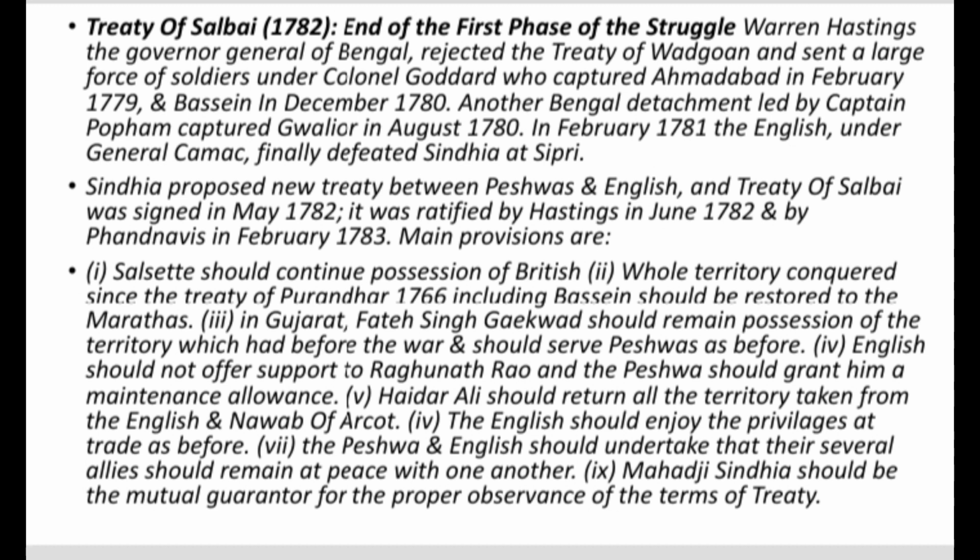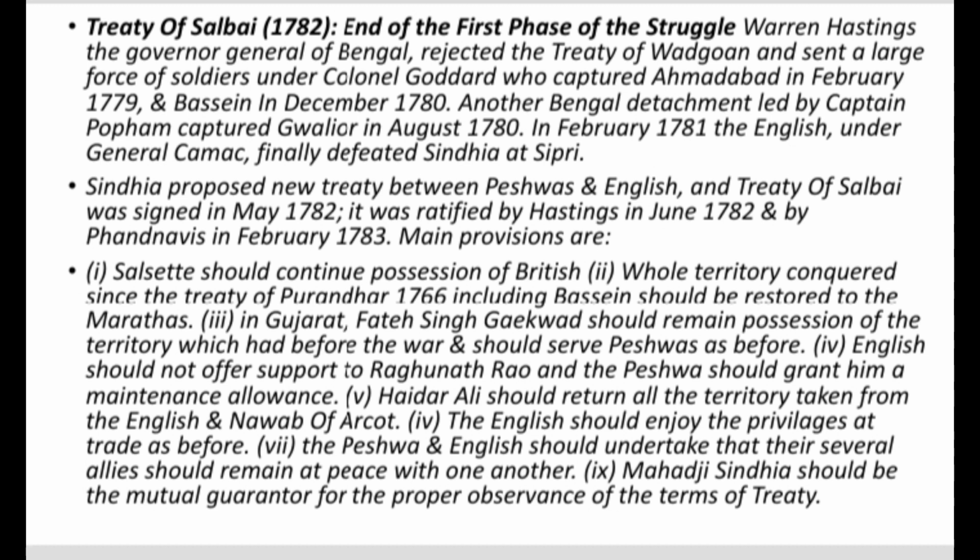Now Scindia proposed a new treaty between the Peshwa and the English, and the Treaty of Salbai was signed in May 1782. It was ratified by Hastings in June 1782 and by Phadnavis in February 1783. The treaty guaranteed peace between the two sides for 20 years.